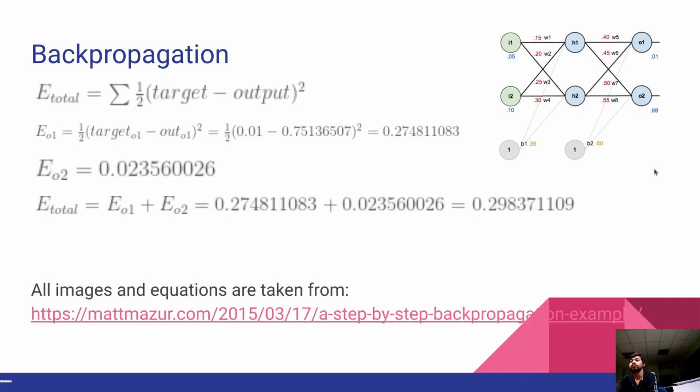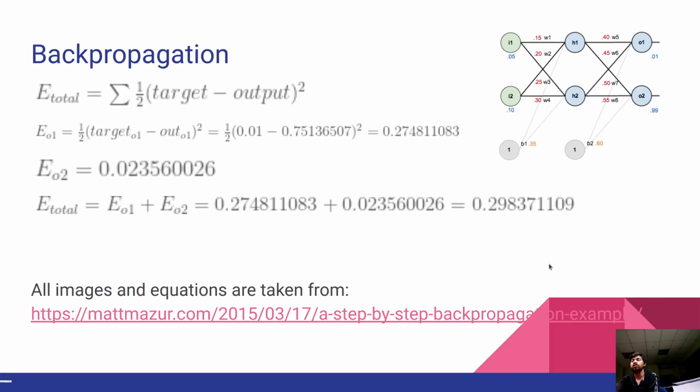Okay, sir. So at first, let's calculate the loss function here. This is the expected output 0.01, and this is the output we have got. So we are taking the subtraction, then the whole square, and then multiplying by 0.5. So the loss value here is 0.2748, and similarly the loss value here is 0.02. If we add them, it will be 0.2983. So this is the total loss with this error function.